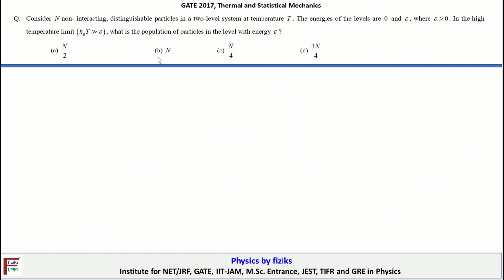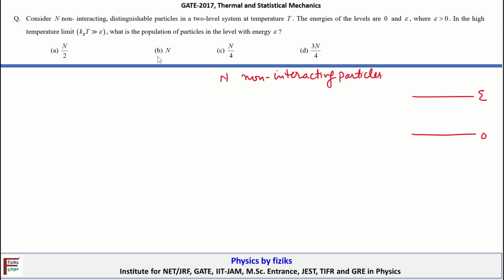So let's continue with the next problem. We are given a system of n non-interacting and distinguishable particles in a two-level system at temperature T. Okay, so let's draw the energy level diagram. It's a two-level system containing n non-interacting particles.